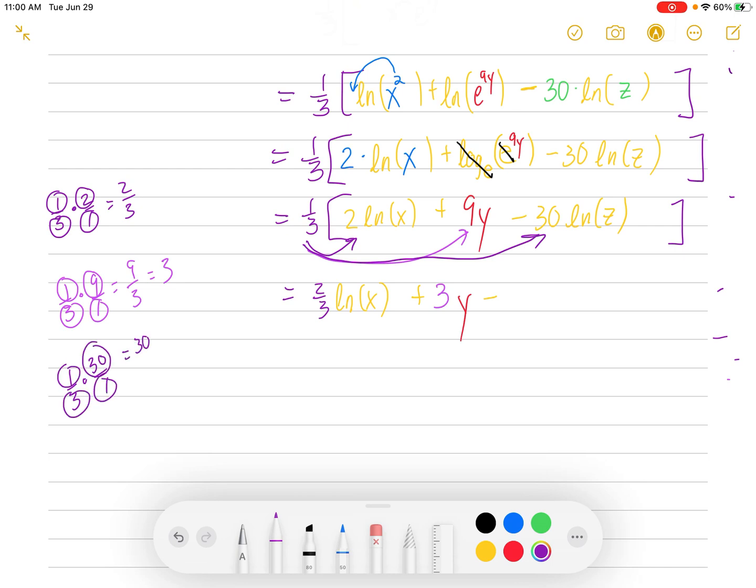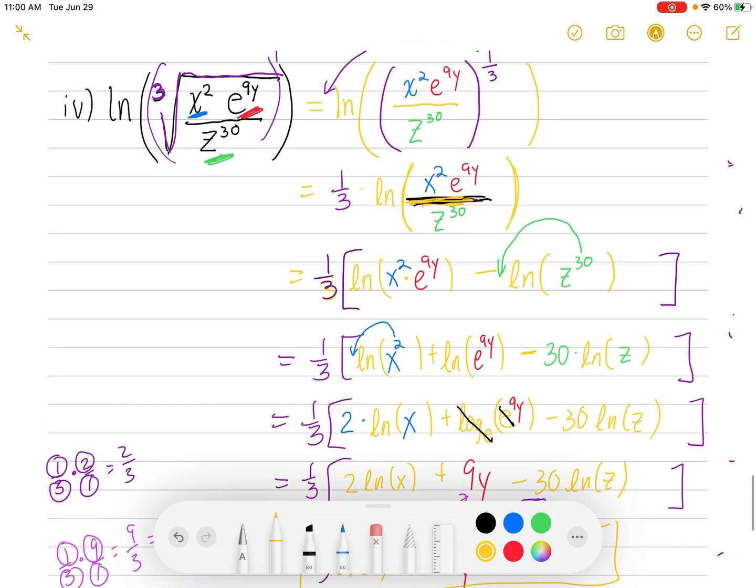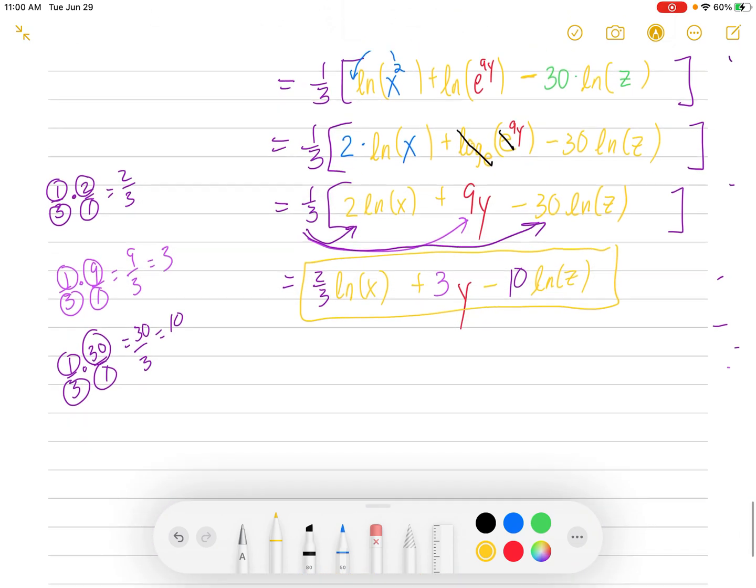And then minus, let's see, what's 1/3 times 30 natural log of z? Well, let's take 1/3 times 30 over 1. You multiply the top with the top, you get 30. The bottom with the bottom, 3 times 1 is 3, and 30 divided by 3 is 10. So 10 natural log of z.